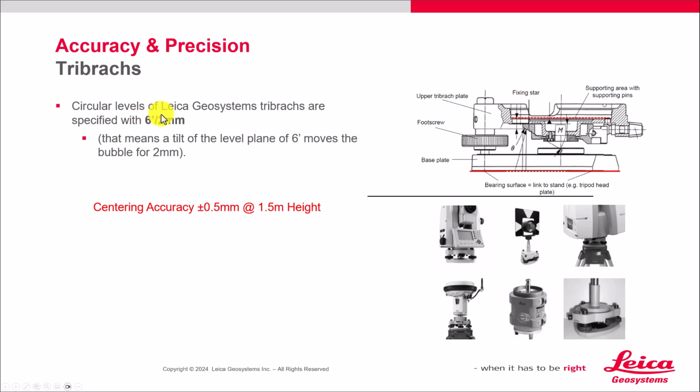Circular levels of Leica Geosystems tri-bracs are specified within 6 minutes in 2 millimeters. That means a tilt of 6 minutes moves the bubble 2 millimeters from level. That can add up pretty quick. So centering accuracy at about 1.5 meters of height is about 0.5 millimeters.